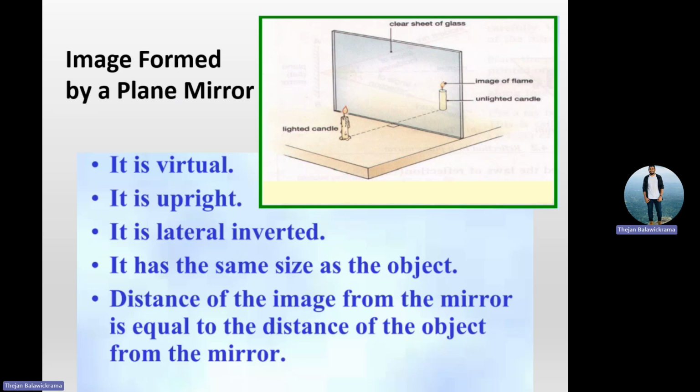So can you write the characteristics on your own? Write the characteristics of the image formed by a plane mirror alone. See if you can write 5 of these. Just 5.